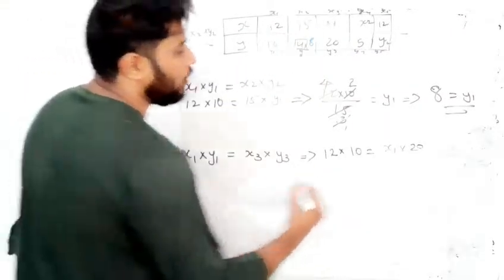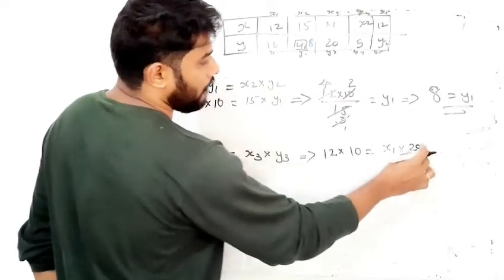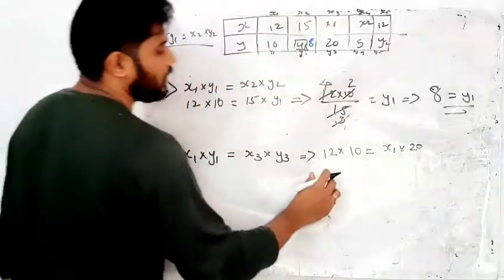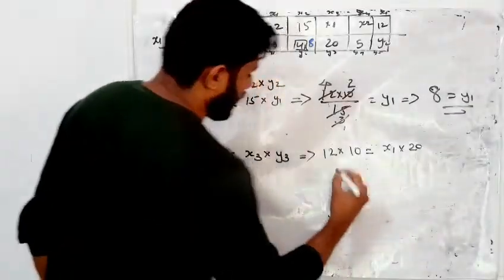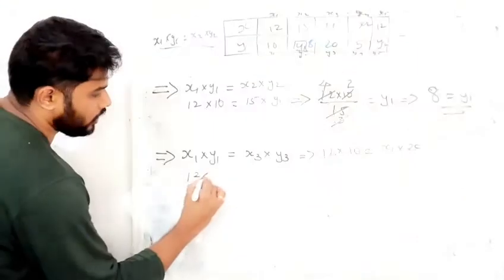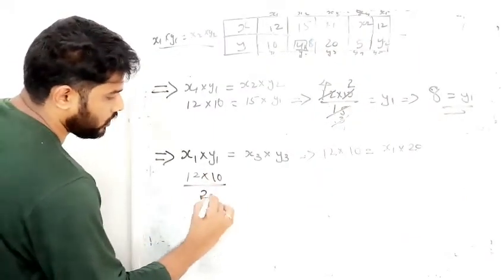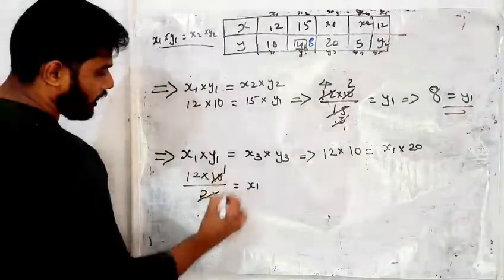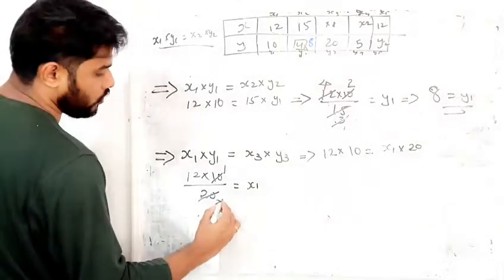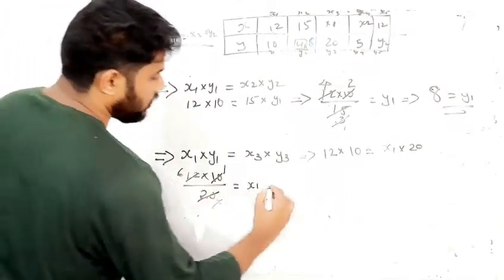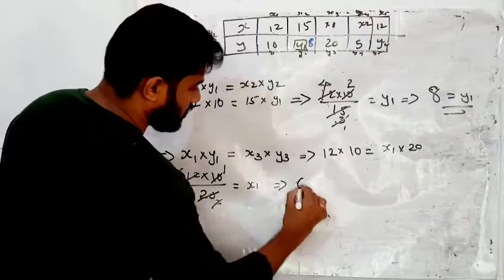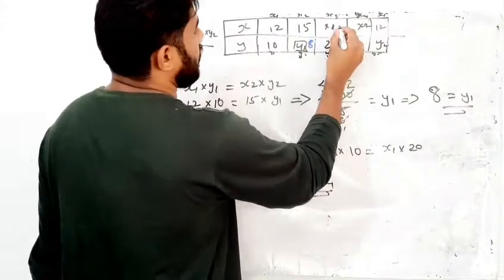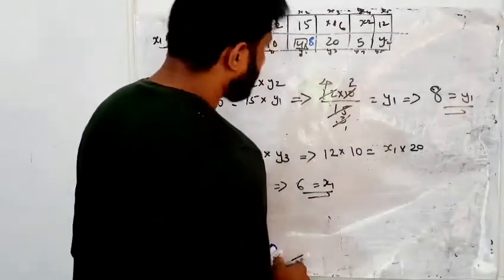Clear? Now this 20 will come from the right hand side to the left hand side. Then it becomes divide. I will write the step here: 12 into 10 divided by 20 is equal to x1. Then we can cut. 10 ones are 10, 10 twos are 20. This one we can cut, 6 into 1, 6. So x1 is equal to 6. We got the value of x1. How much? 6. Clear?